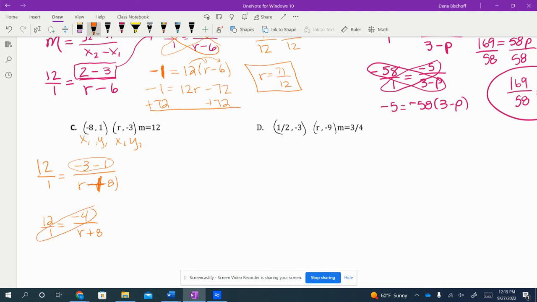You did a distribute. Oh, okay. So cross product, negative 4 times 1 is negative 4 equals 12 times the quantity R plus 8. Now we're going to distribute. And then that'll be 12R. Wait, you're right. I think that's 96. Yeah. Okay, keep going. This is right. I'm just solving a two-step equation. Okay. Minus 96 from both sides. Good job.